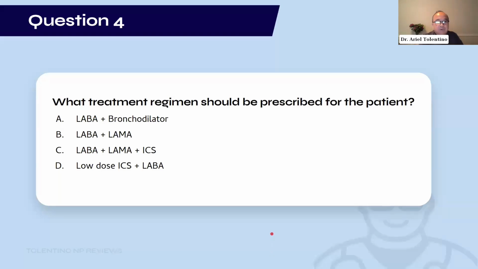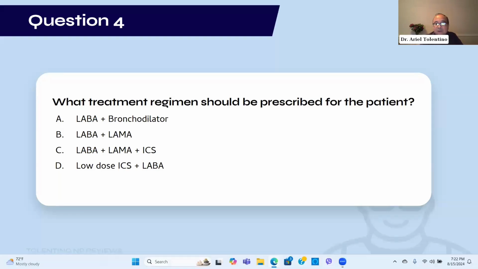Let's go to the fourth question. What treatment regimen should be prescribed for this patient? Okay, let's now pull up the polls again for this fourth question. Feel free to answer, please, and don't forget to click submit when you have answered.